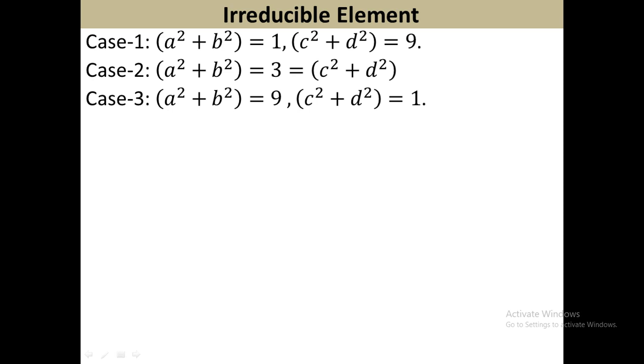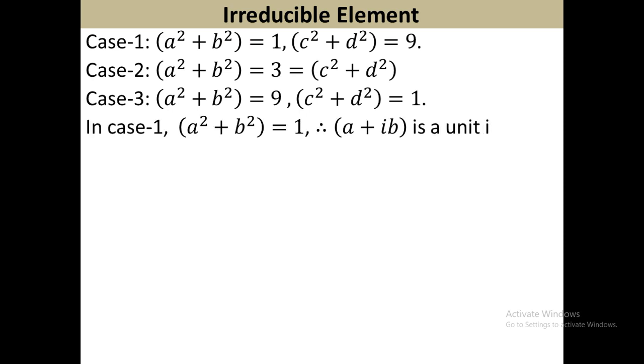So this inverse is in Z[i] if a by (a square plus b square) and minus b by (a square plus b square) are both integers. When a square plus b square is 1, then a by (a square plus b square) and b by (a square plus b square) are integers. Therefore in that case a plus ib is a unit. In case a square plus b square equals 1, a plus ib is a unit in Z[i].